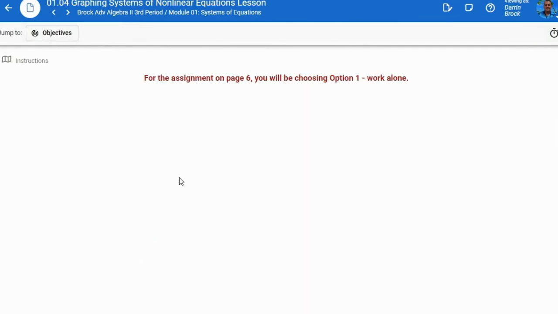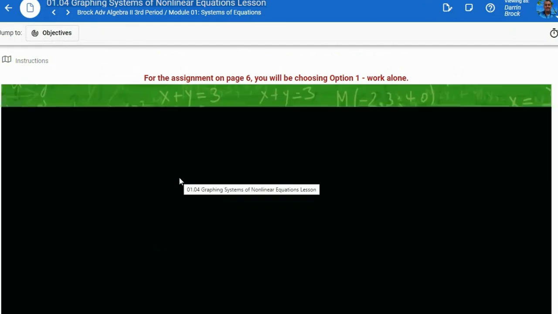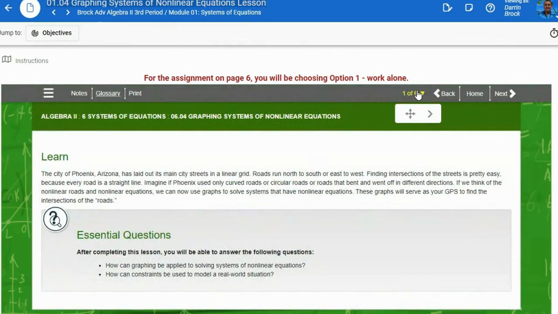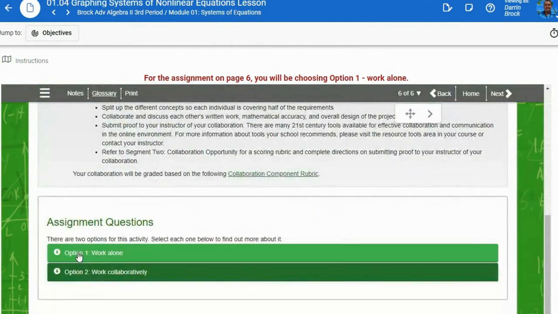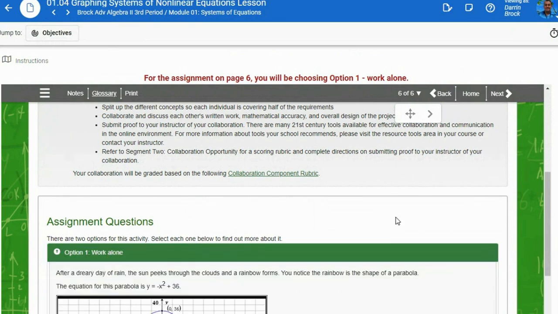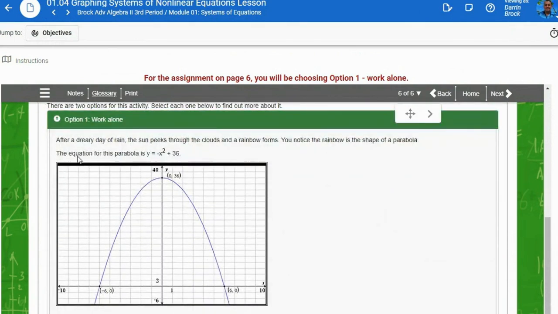So if we go back to the lesson and we go to the last page, page 6 of the lesson, and scroll down to the very bottom, here's the assignment. It's option 1, work alone. When you click on that, it opens up the assignment. So this says, after a dreary day of rain, the sun peeks through the clouds and it forms this rainbow. And we noticed this rainbow is the shape of a parabola, and they actually gave us the equation for that.